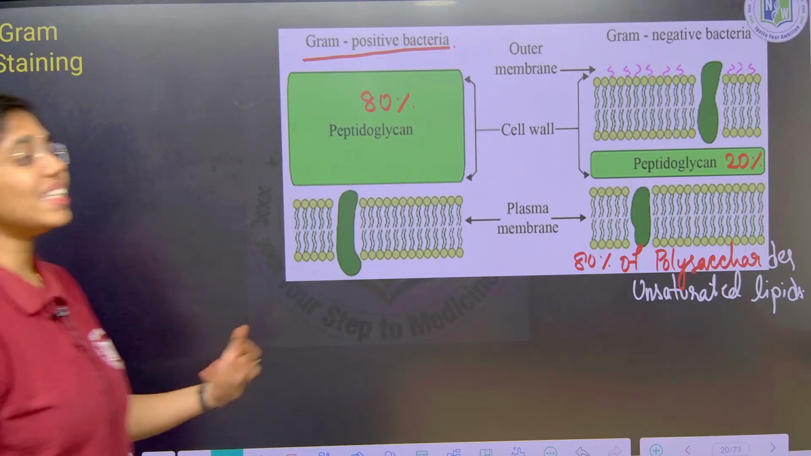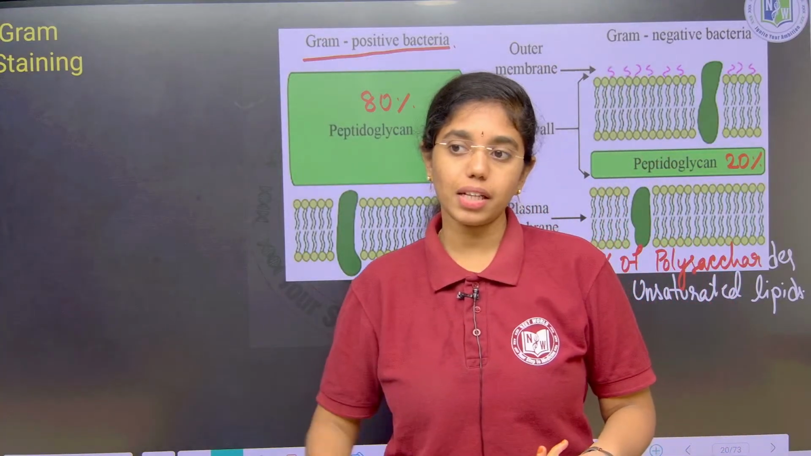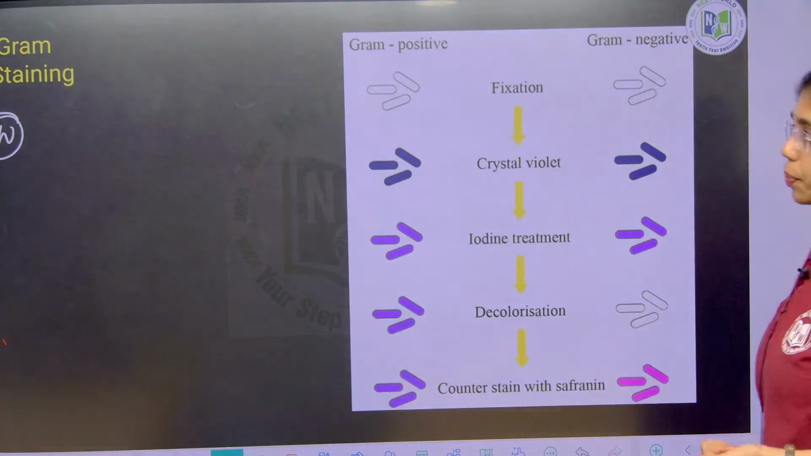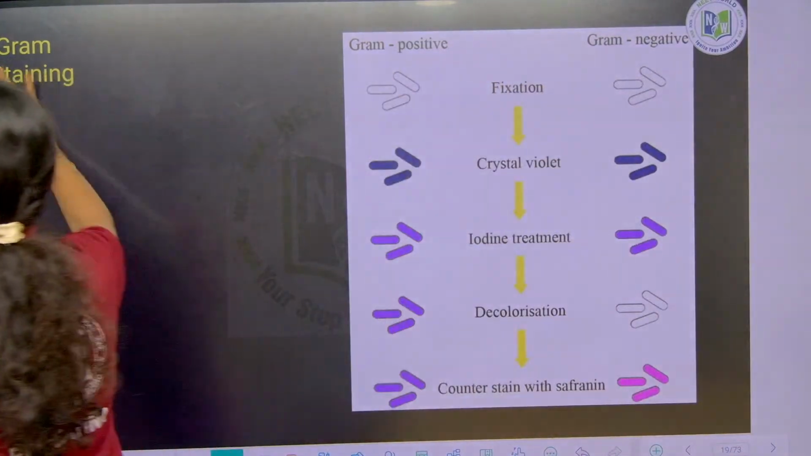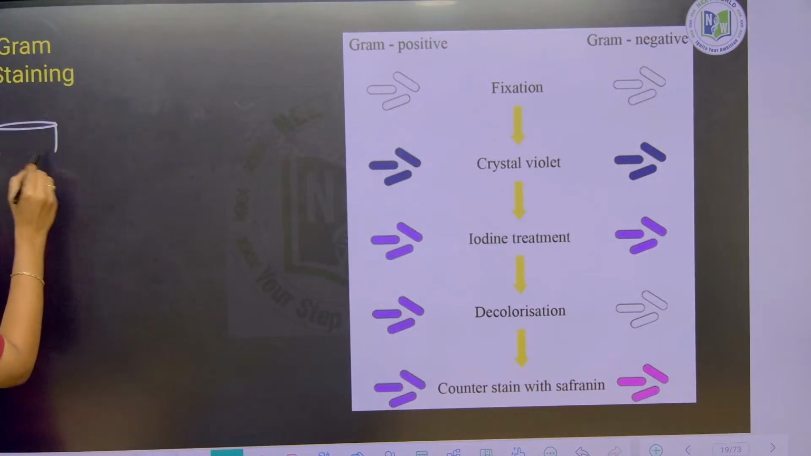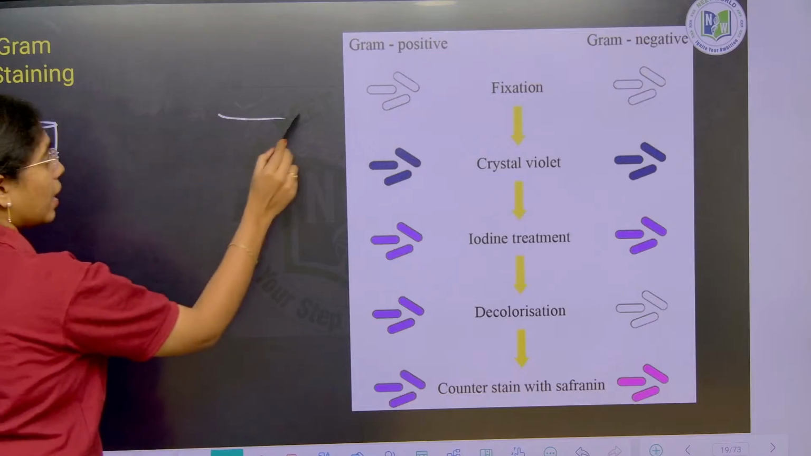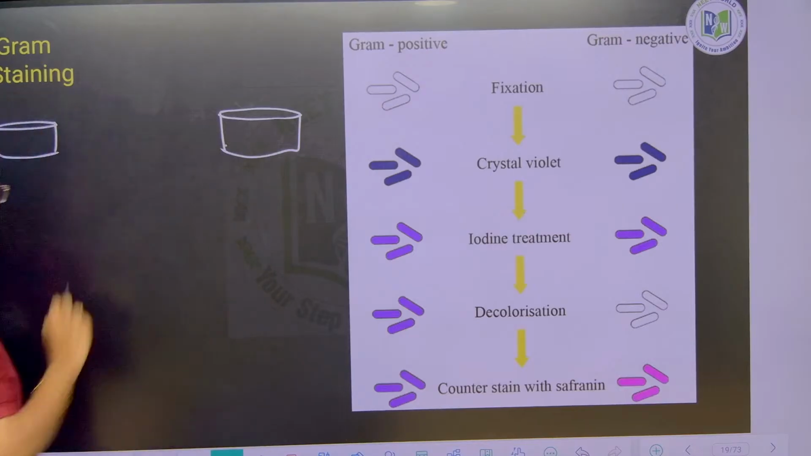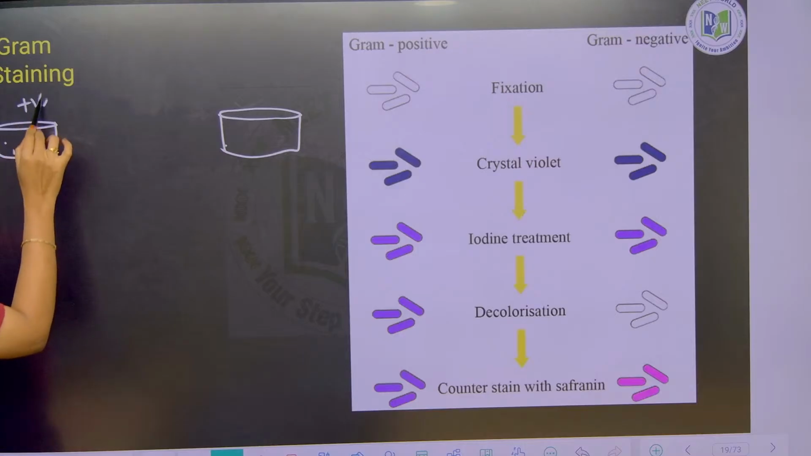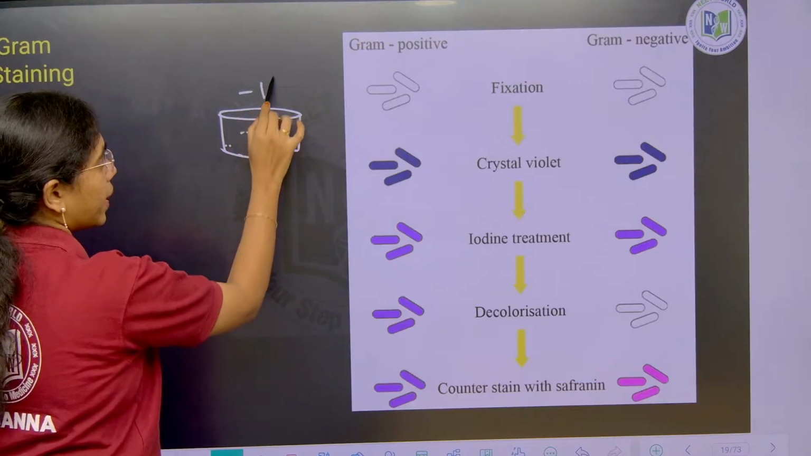Now, what is this staining procedure? How will you get to know whether a bacterium is gram positive or gram negative? What is Christian Gram's experiment? He took two bacteria in two different petri dishes. Let us suppose, okay, listen first, two bacteria taken in two separate petri dishes. Let us suppose this one as gram positive, we do not know, but let us suppose gram positive, and this as gram negative.